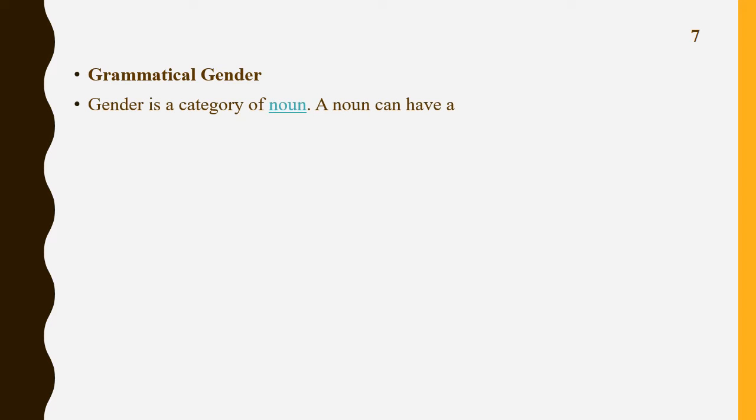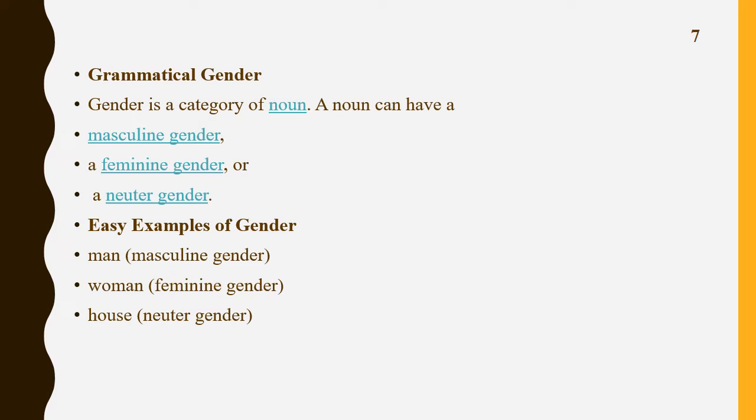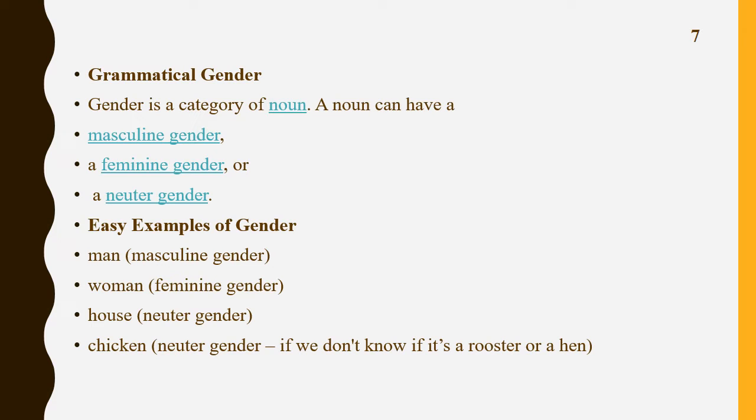Grammatical gender. Gender is a category of noun. A noun can have a masculine gender, feminine gender or neuter gender. Easy examples of gender are: man, masculine gender; woman, feminine gender; house, neuter gender; chicken, neuter gender, if we don't know if it's a rooster or a hen. We can call rooster and hen both chicken. A house can never be defined in a gender.